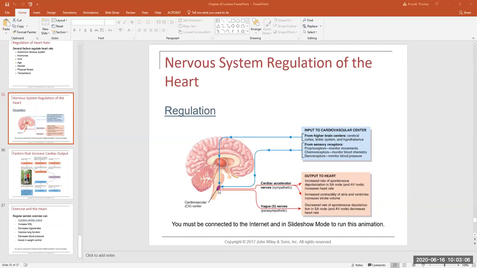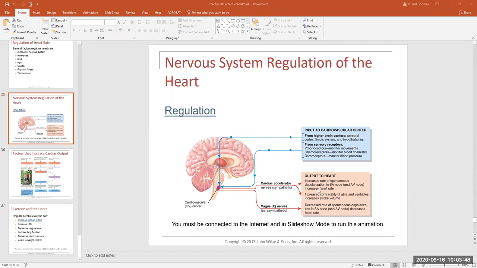Well, the CV center says, yep, blood pressure to the brain fell a little bit. We better increase blood pressure to the brain. So what do we need to do to increase pressure? Oh, we have to increase cardiac output. So how do we increase cardiac output? Sympathetic stimulation to the heart. So we get sympathetic stimulation to the pacemaker, so your heart rate goes up. You get sympathetic stimulation to the ventricular myocardium, so contractility goes up, which makes stroke volume go up. So you're increasing both parameters that increase cardiac output, and thereby you increase pressure and blood flow to the brain, and then you feel normal again.